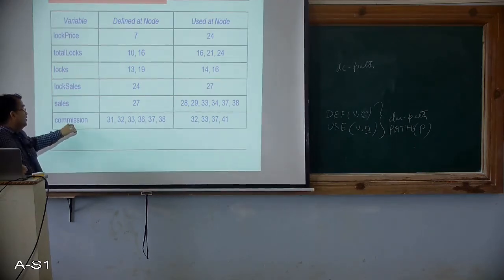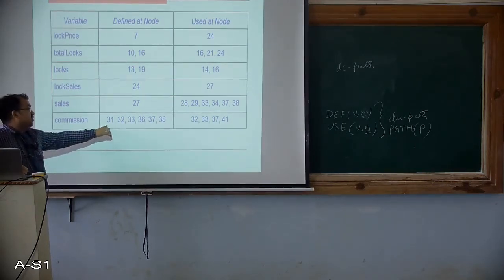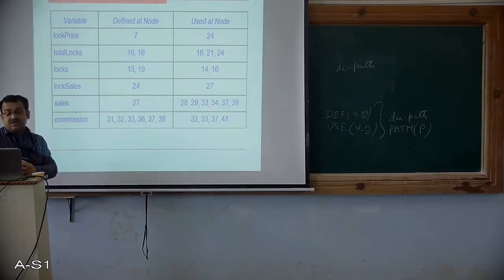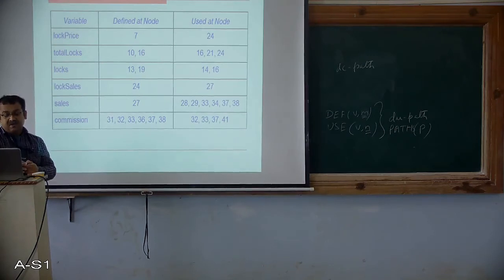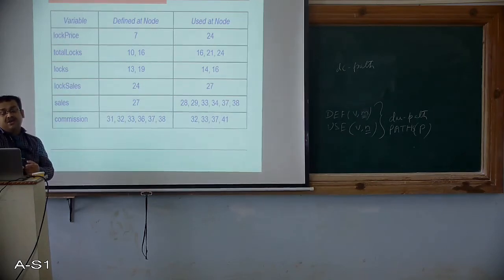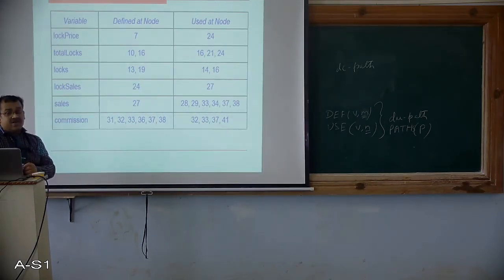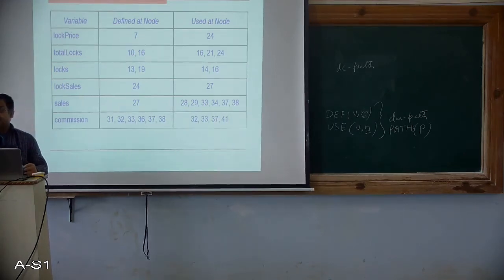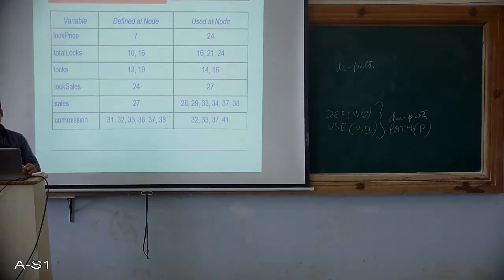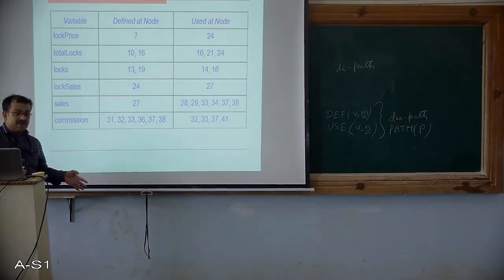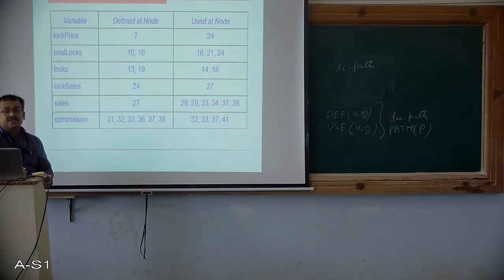The commission variable is defined in 31, 32, 33, 36, 37, 38. There are 6 different places where you are defining the commission variable, and you are using that variable in statements 32, 33, 37, 41. So there are 4 different places where you are using the commission. These are all define and use nodes. Try to identify all the define and use nodes, because this is very important to identify the errors. This is the first step that you have to do to generate the test cases for the program.